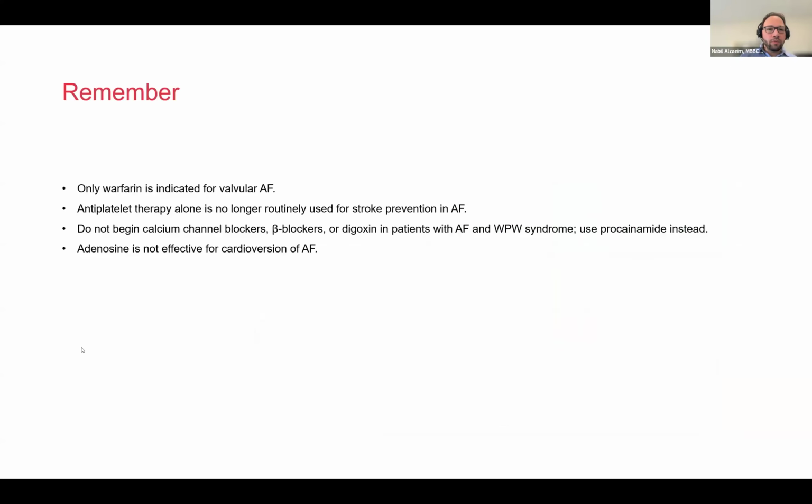So remember, only warfarin is indicated for valvular AFib. Antiplatelet therapy alone is no longer routinely used for stroke prevention in AFib. And don't begin calcium channel blocker or beta blocker or digoxin in patients with AFib with Wolff-Parkinson-White syndrome. We'll talk about that in the next few slides. Use procainamide instead. Adenosine is not effective in cardioversion of AFib, and we'll see when we use adenosine.